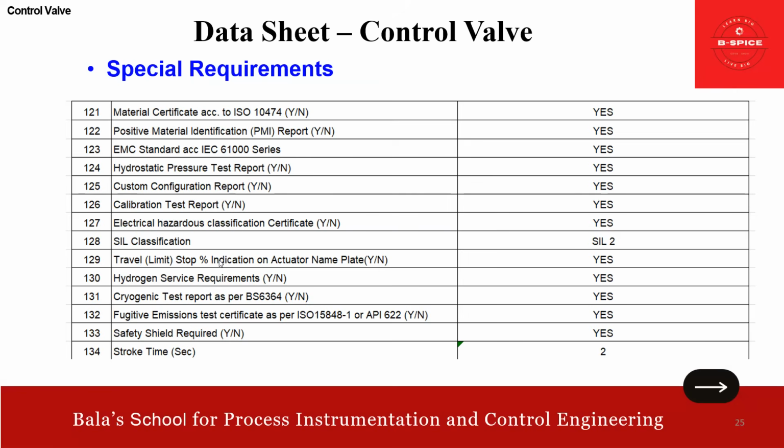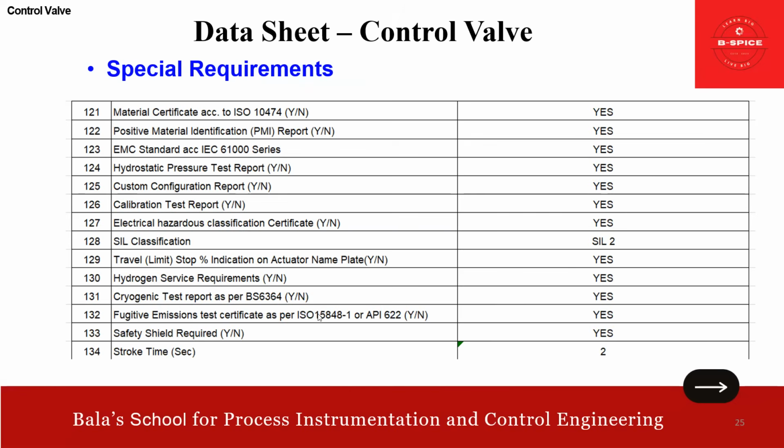Travel limit stop on percentage indication and actual nameplate. Yes, it is needed, which means you put it if there is a hydrogen service requirement. If you remember the wet hydrogen service, NACE compliance, yes, you put it. Cryogenic test report needed. This is for the cryogenic valve, for temperature below 0 degrees. Okay, negative and 0. So there we will use this cryogenic application.